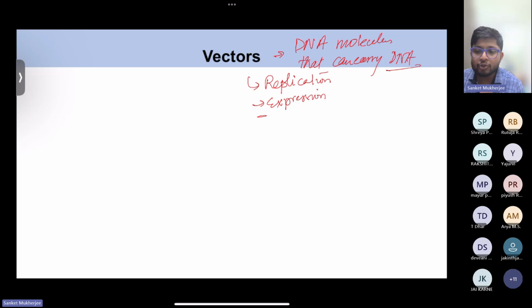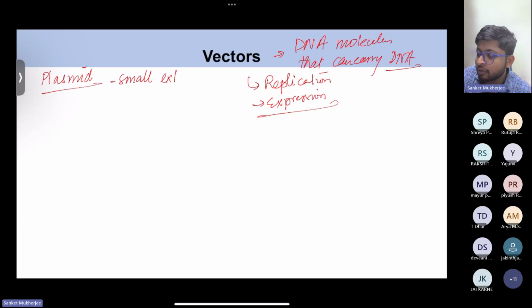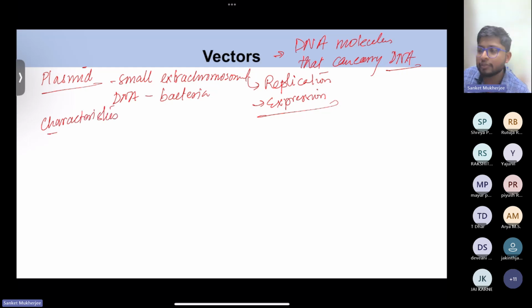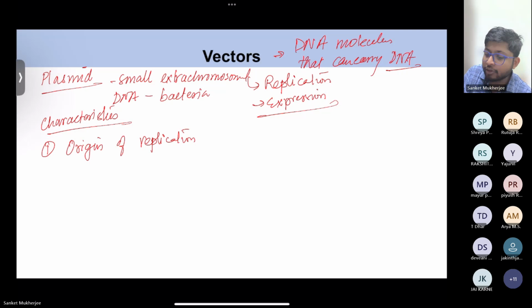So the most used vector is a plasmid. I hope you know about plasmids. These are small extra chromosomal DNA, which are usually found in bacteria, right? There are certain characteristics of a plasmid which we do want for our molecular biology experiments or genetic engineering experiments. So one characteristic is that it should have an origin of replication so that the plasmid could replicate in a cell.